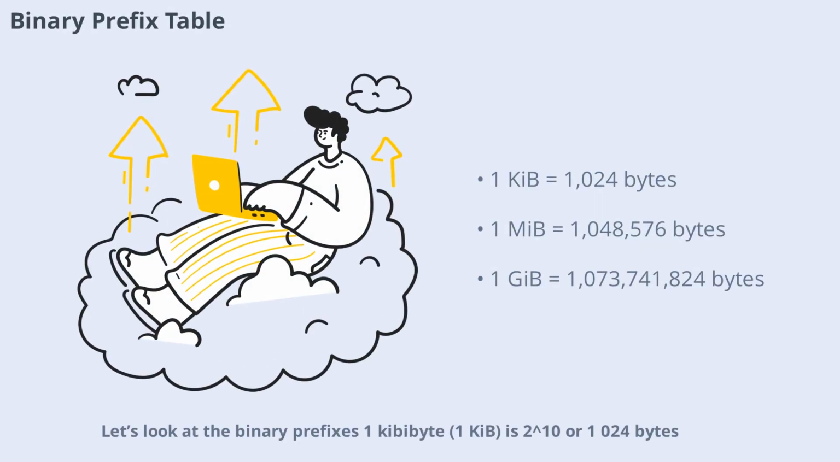1 kibibyte, 1 KiB, is 2^10 or 1024 bytes. 1 mebibyte, 1 MiB, is 2^20 or 1,048,576 bytes. 1 gibibyte, 1 GiB, is 2^30 or 1,073,741,824 bytes. 1 tebibyte, 1 TiB, is 2^40 or 1,099,511,627,776 bytes. 1 pebibyte, 1 PiB, is 2^50 or 1,125,899,906,842,624 bytes. Notice how these numbers are slightly larger than their denary counterparts, reflecting the binary nature of computer storage.